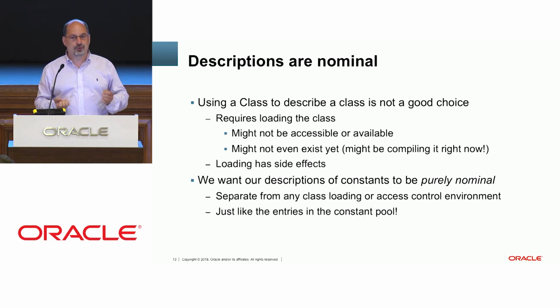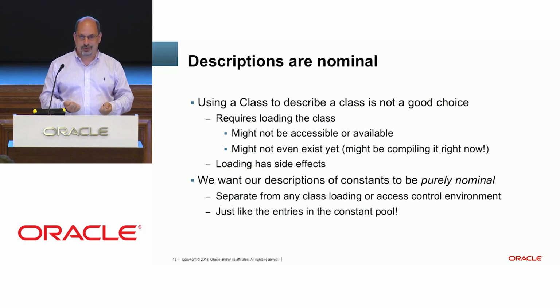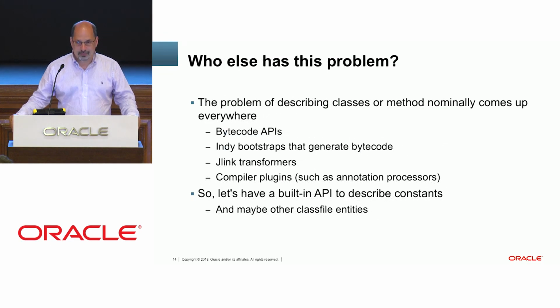If you look at the sort of contortions that ASM has to go through, every time we add a new constant pool form, ASM has to write a new class like Handle or ConstantDynamic to describe it. And every bytecode framework has to do that. And every compiler plugin framework has to do that. And the JLink framework has to do that. And the constant pool is a fundamental part of the Java platform. We should have a way of talking about the constant pool more directly.